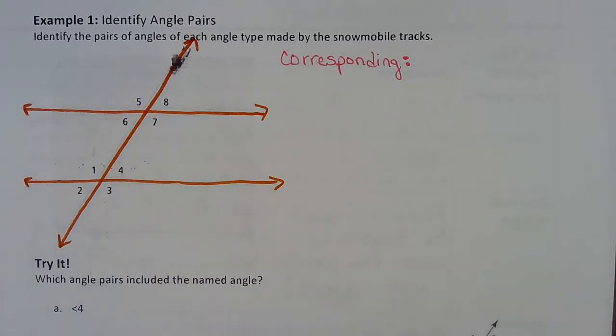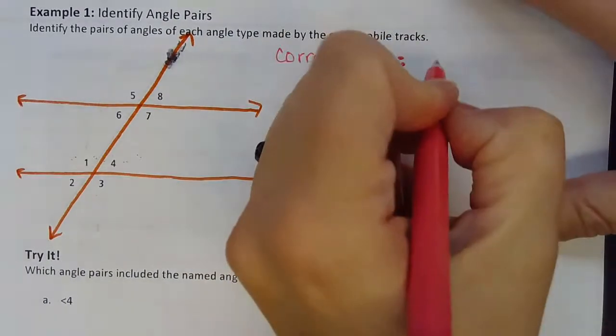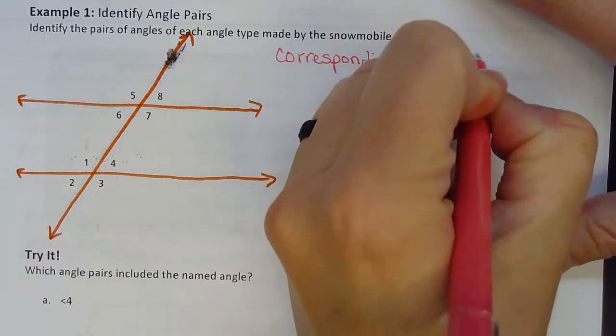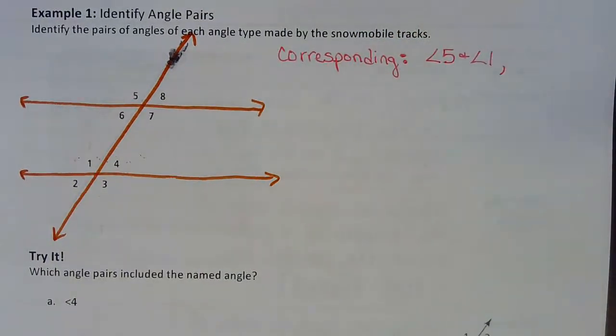Ella. Would it be like 5 and 1? Angle 5 and angle 1. Perfect. Angle 5 and angle 1 is one pair of corresponding angles. 3 more.